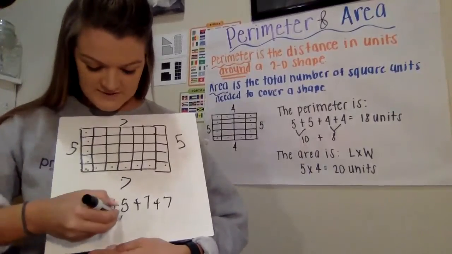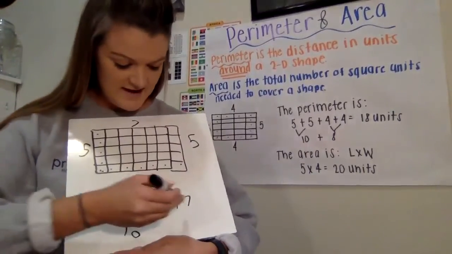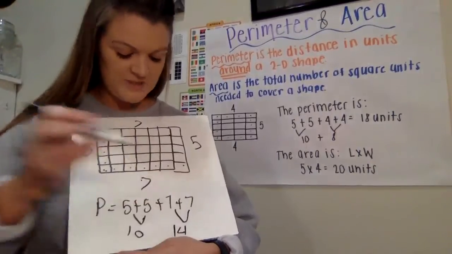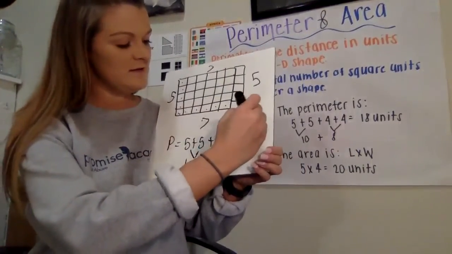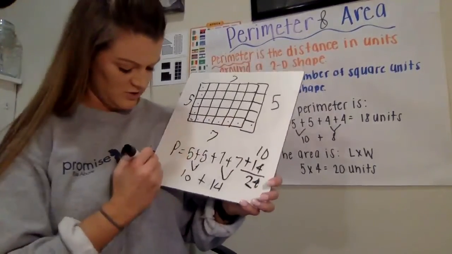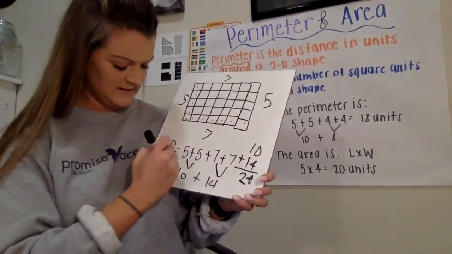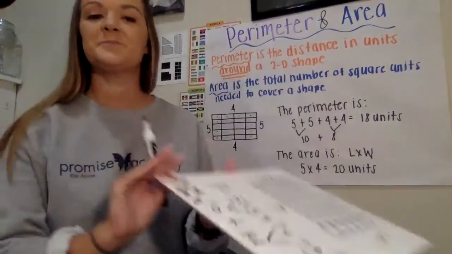Well, I know 5 plus 5, that's 10. And then 7 plus 7 is 14. And 10 plus 14, I can write that vertically. 10 plus 14 equals 24. So my perimeter is 24 units. And then I could just label it on my paper.